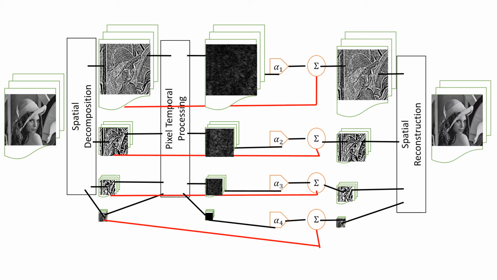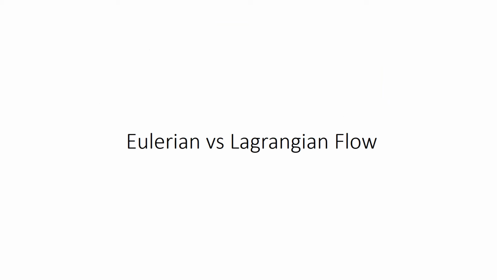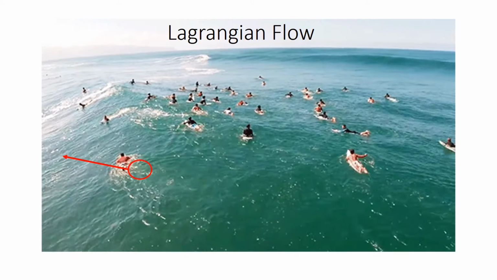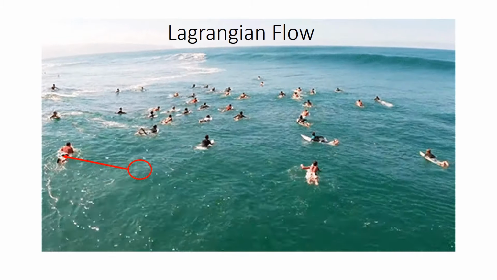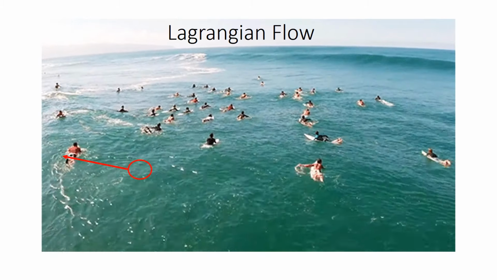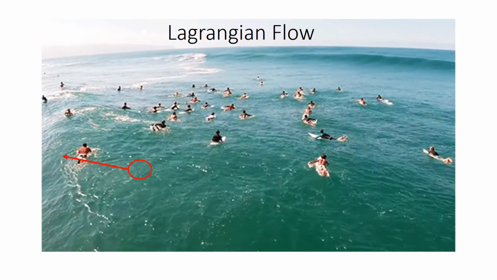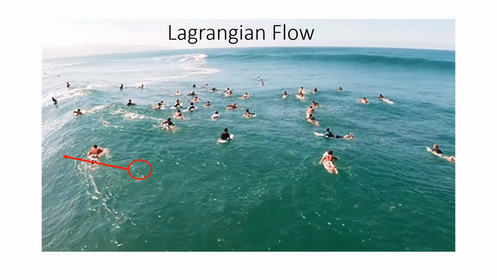Before we get into the full method, however, let us first consider the basic math behind video magnification. First, there are two different ways we can track motion in 3D space: Lagrangian or Eulerian flow. Lagrangian flow is observed by tracking the change in position of a specific object over time, like a boat floating on the waves. Amplifying this type of motion is useful for increasing small points of movement.